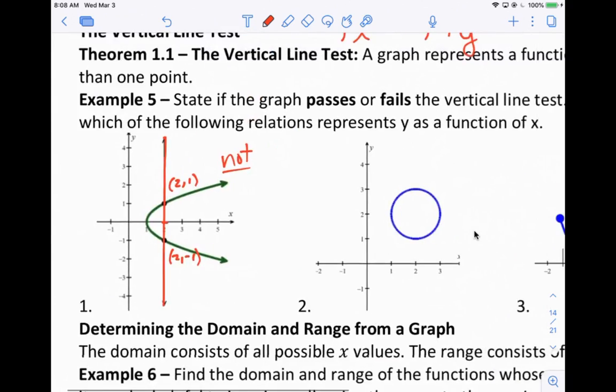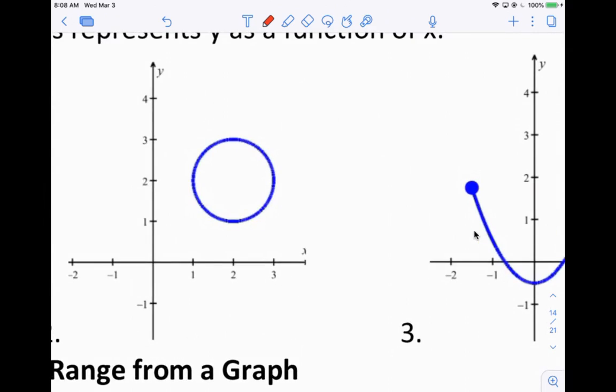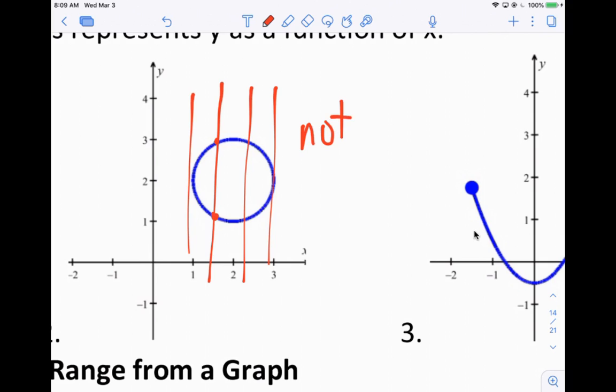Okay, let's do it again on this circle over here. If I could draw many vertical lines, it would fail at many, many points. Now, not every vertical line has to be failed or passed. It's one single vertical line and you're out of the game. And I found one there. So this is not a function. Very pretty circle, but not a function. Has an equation, but not a function.